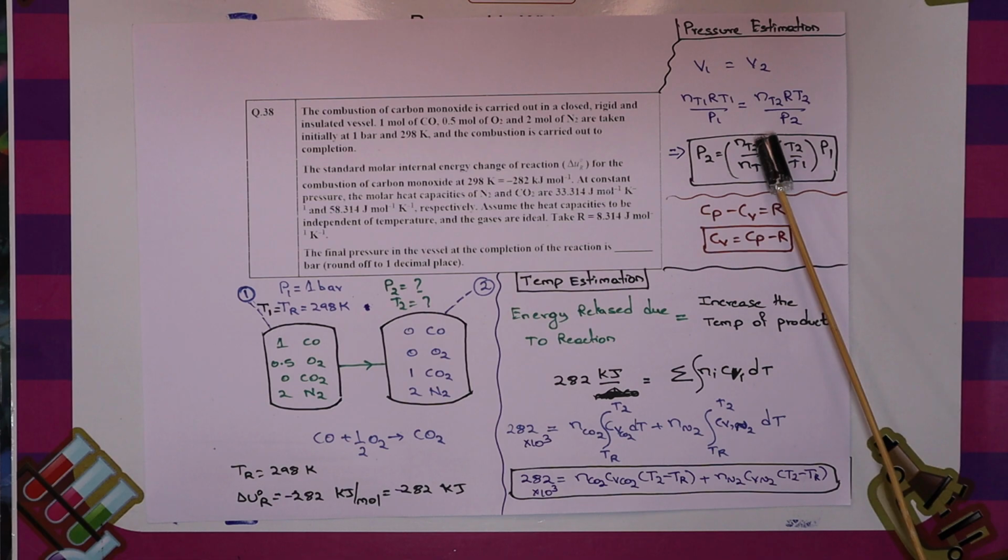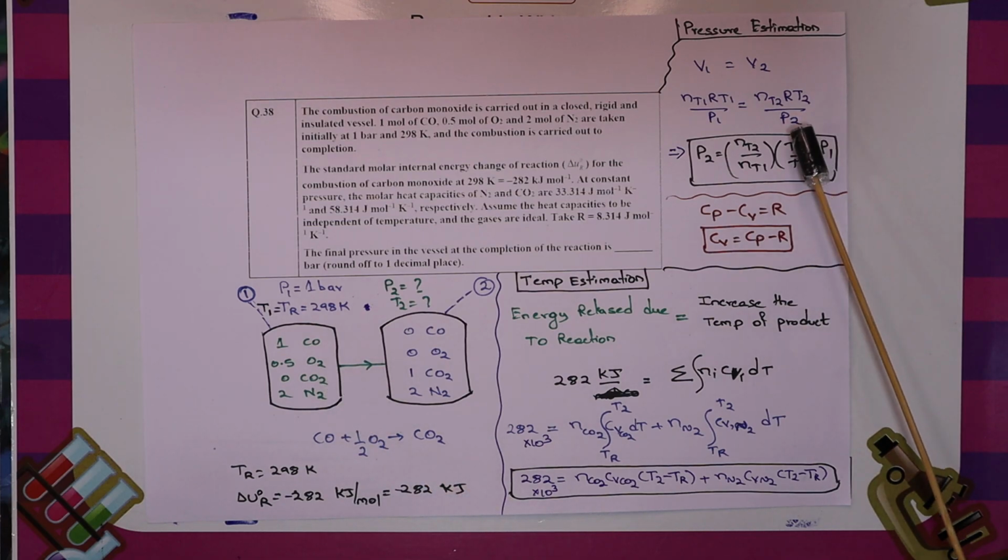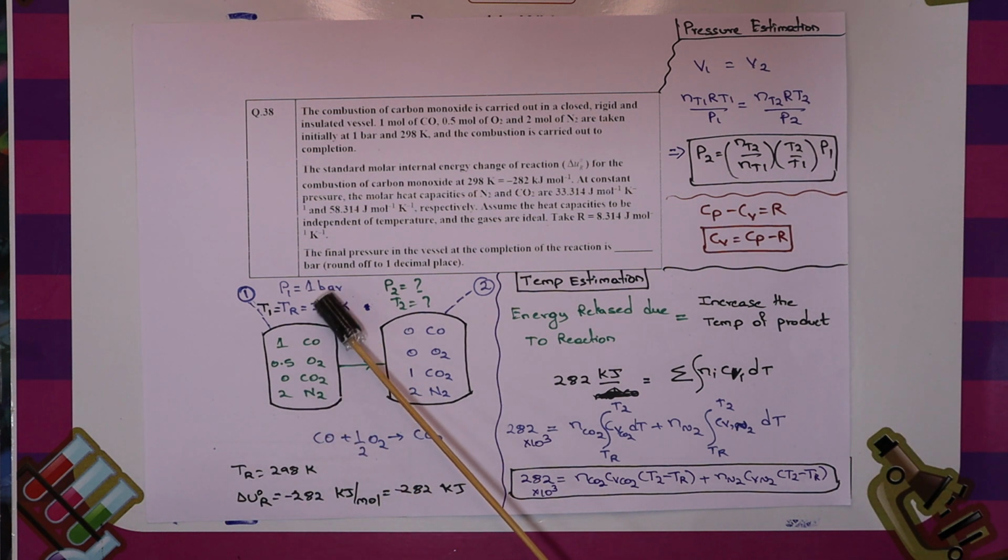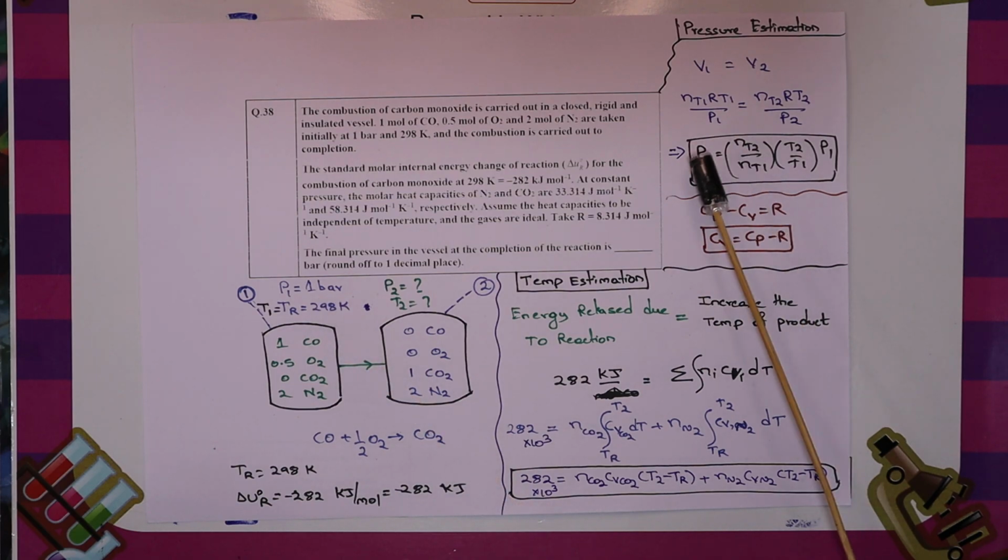Therefore, P2 is nothing but N2 by N1 into T2 by T1 into P1. I know the moles remaining after the reaction, and the moles before the reaction. T2 I got from the temperature estimation. T1 is given as 298 Kelvin. P1 is also provided, 1 bar. So from this information I can calculate the pressure. This is how you can solve the example.